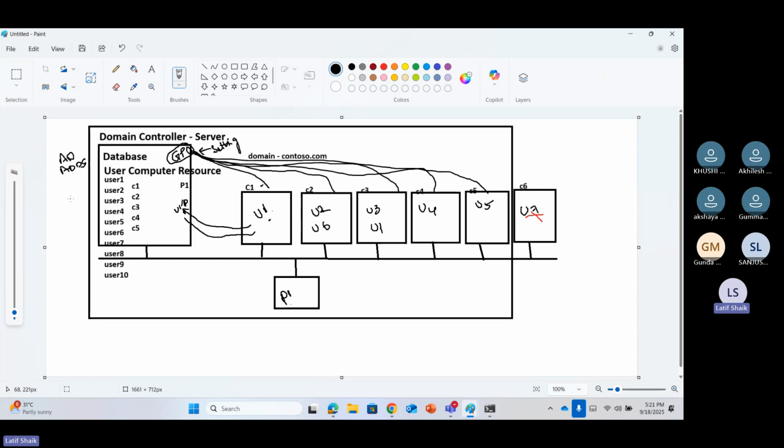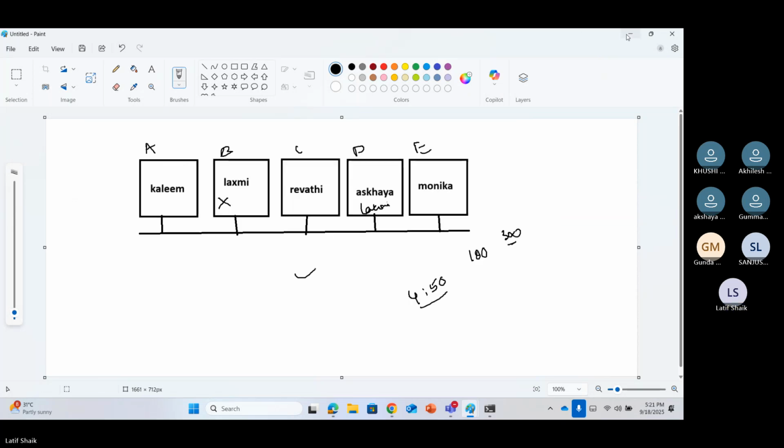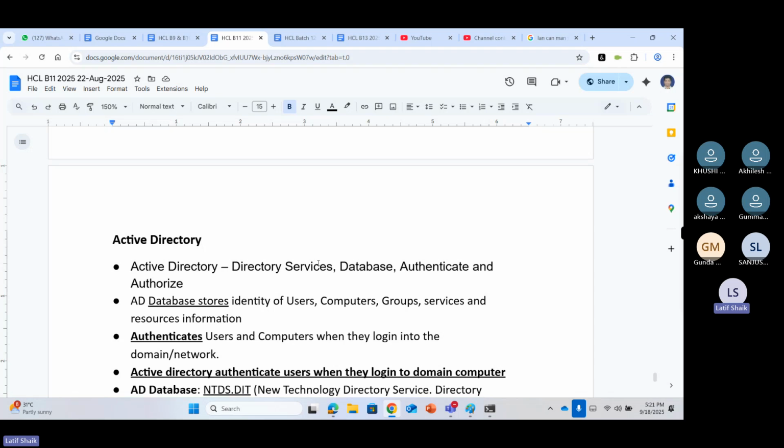Like that, these systems belong to a domain. Which domain? That domain name. That's it. And of course, these domain names are also unique. That means domain names should not be repeated. It only belongs to the organization name. Okay. That's a domain. So this is about your Active Directory.